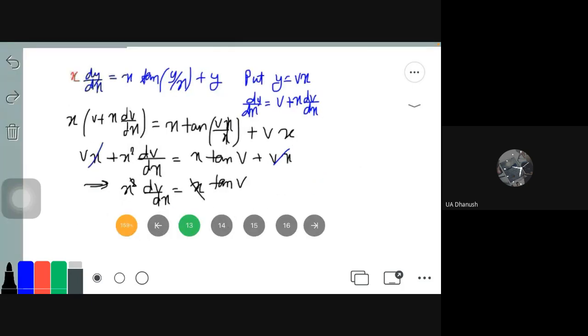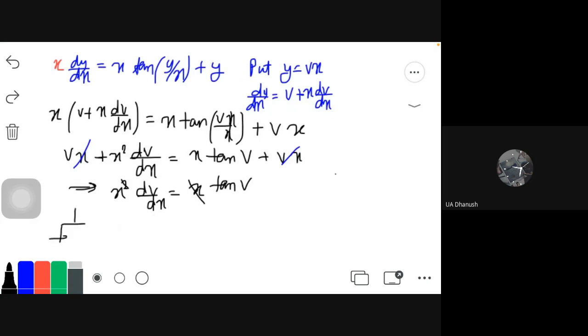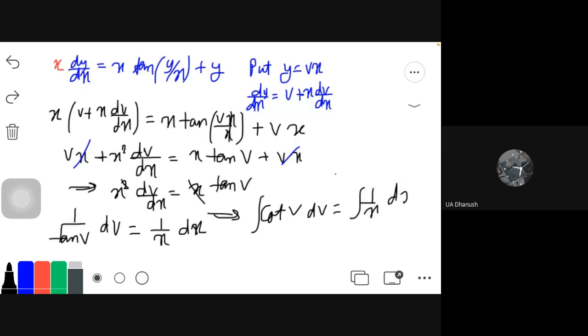will give me, so tan v will come down, so this will become 1 upon tan of v dv, this x will go down, so 1 by x dx. So now on integrating, so before integrating, 1 by tan is cot, so this will become cot of v. So integration of cot of v dv is equal to integration of 1 by x dx. So integration of cot is log of sine. So this will be log of sine of v is equal to log of x. So integration of 1 by x is log x. So c I can take it as log c.